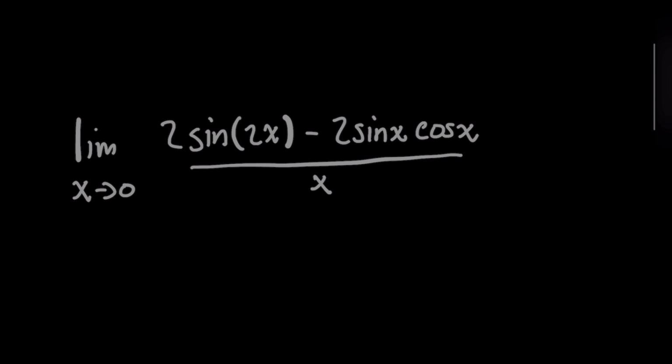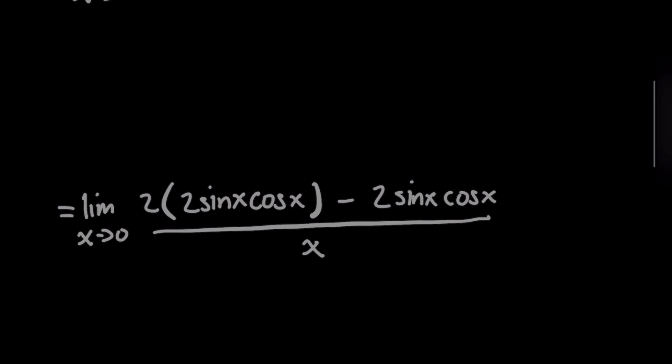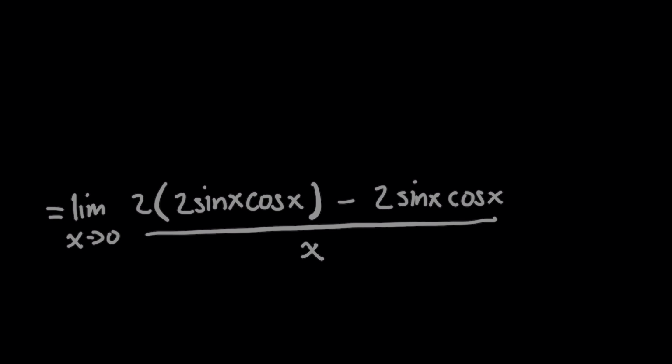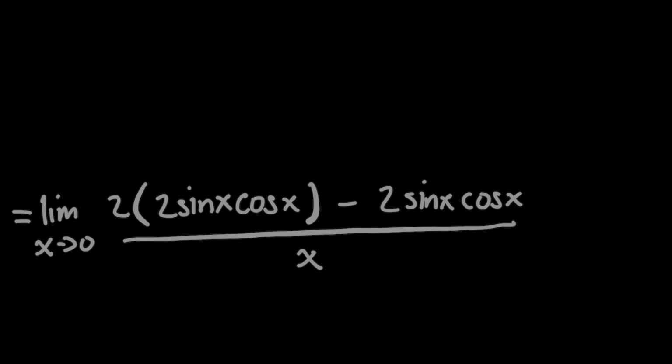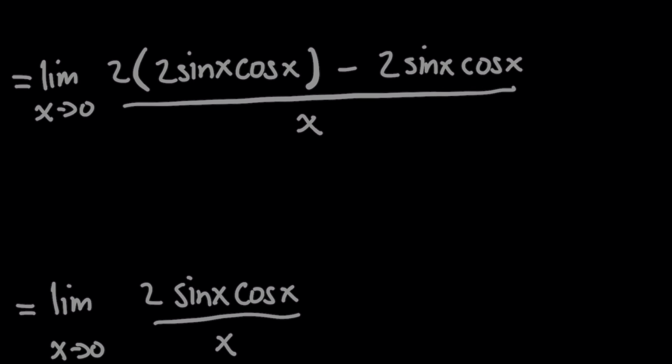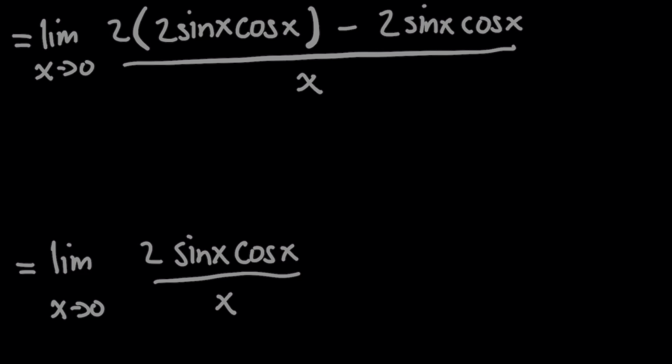So I can actually rewrite the numerator as the following. Now we have 2 sine of x cosine of x appearing in two different spots here in the numerator. And then when we subtract the terms, this is going to give us a simpler limit to work with. That's going to be 2 sine x cosine of x on the numerator, and we still have this x term on the denominator.